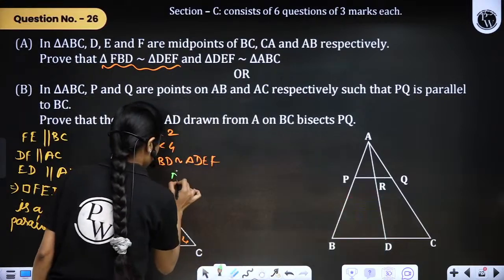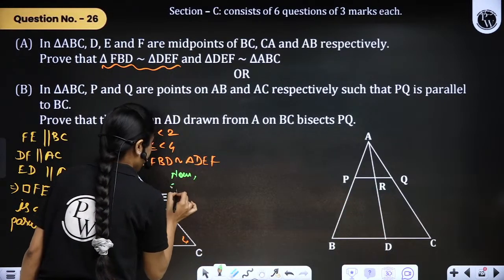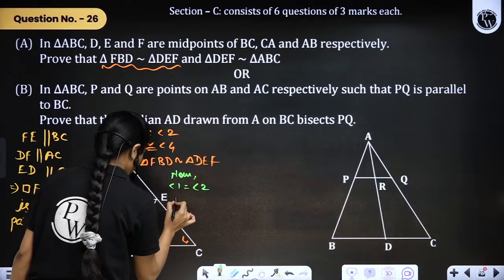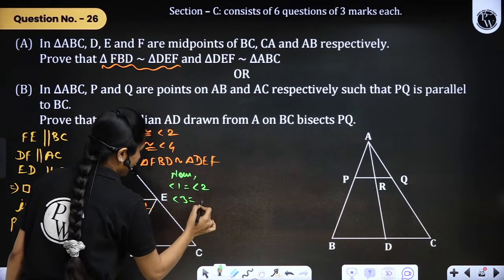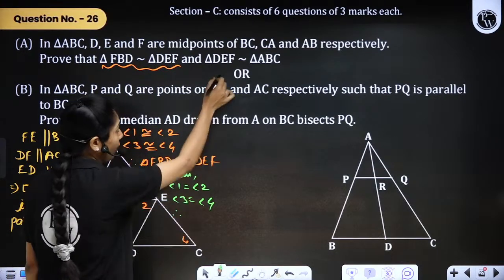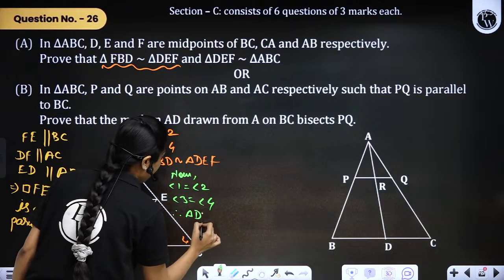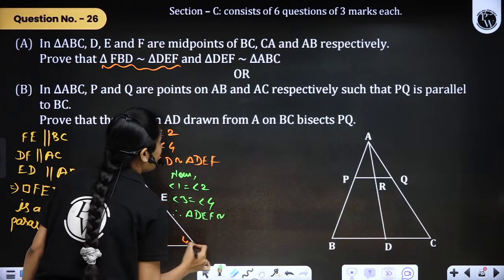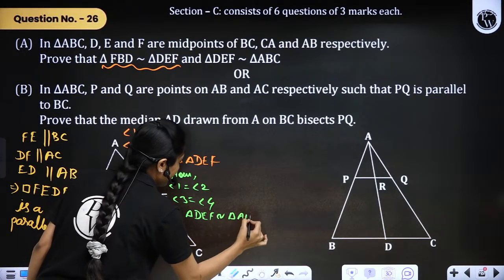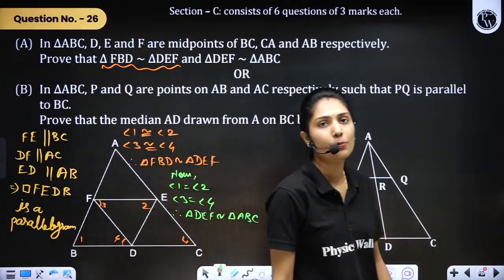Now, angle 1 is equal to angle 2 and angle 3 is equal to angle 4. Therefore, triangle DEF is similar to triangle ABC. So the second part is also proven here.